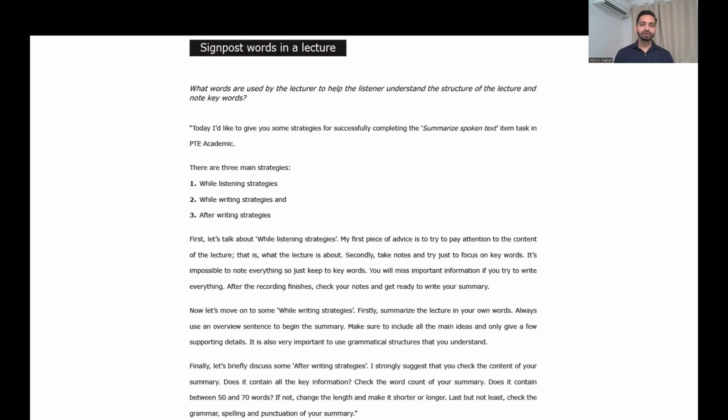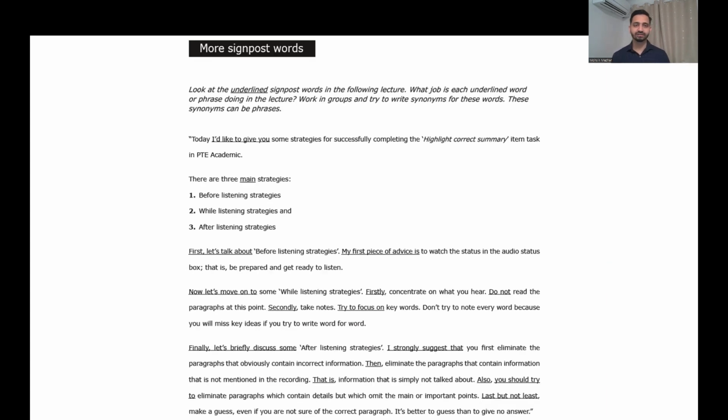All right, I hope you had a chance to look at the signpost words and underline them. Let's look at the response, the answer. So these are some of them, look at the underlines. Now what we're going to do is look at the underlined words in the following lecture, and what job each underlined word or phrase is doing in the lecture.